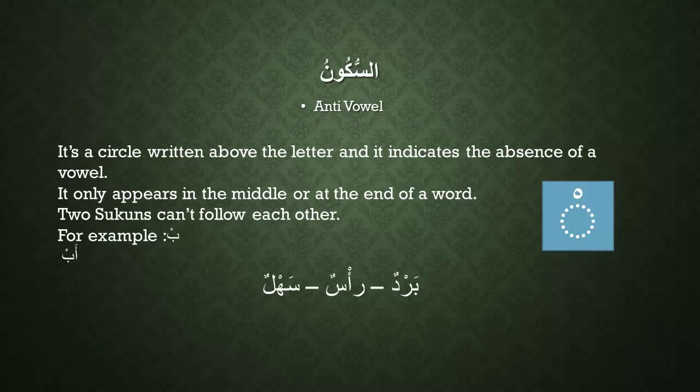As-sukun, anti-vowel, or the absence of the sound. It's a circle written above the letter, and it indicates the absence of the vowel. It only appears in the middle or at the end of a word. Two sukuns cannot follow each other. For example, we cannot read this ba with the sukun. We will read it as b, b. So there must be a letter before it. For example, ab, ab. We can read it like that.